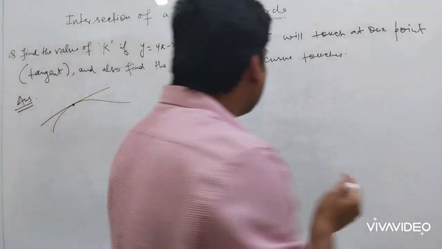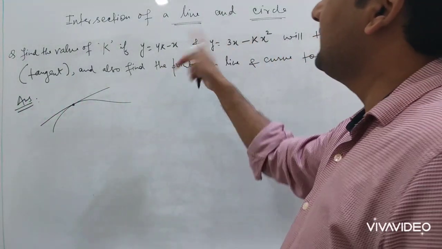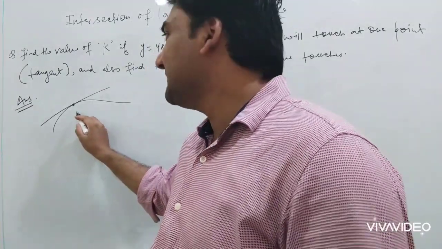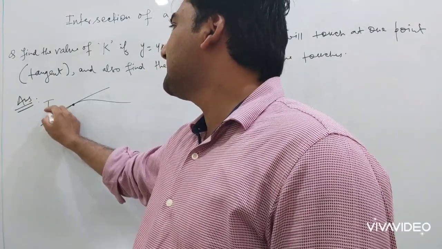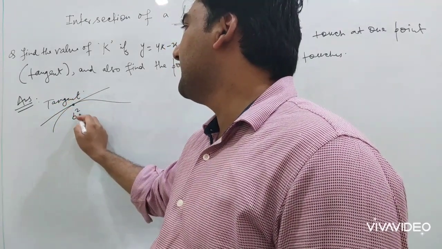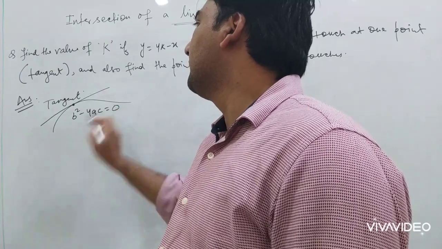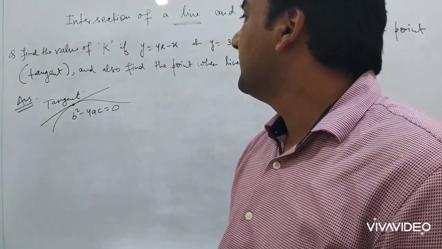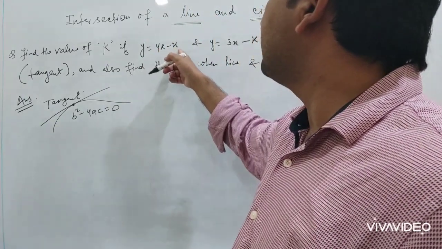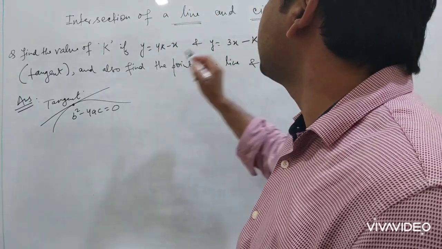And this is already given in the question. Line and the curve are touching at one point. Okay, so it means tangent, this is a tangent, and we know the condition b square minus 4ac equal to 0. Okay, so let's solve. We have y equals 4k minus x and y equals 3x minus kx square, right?